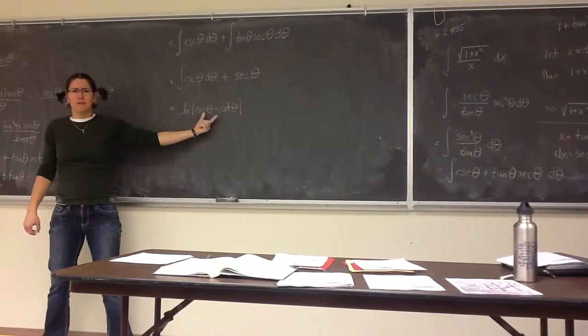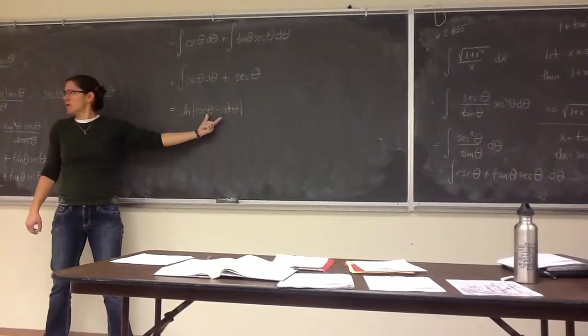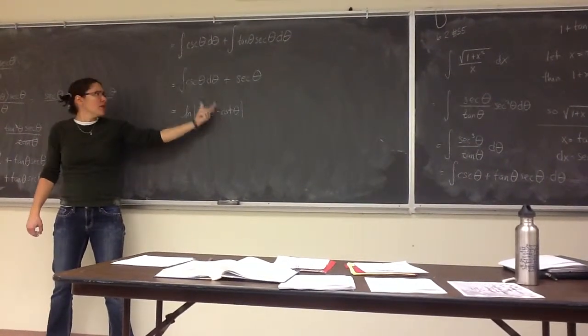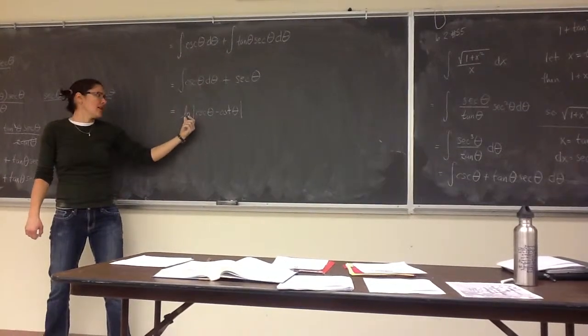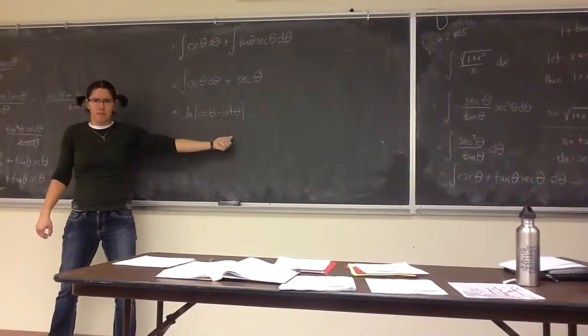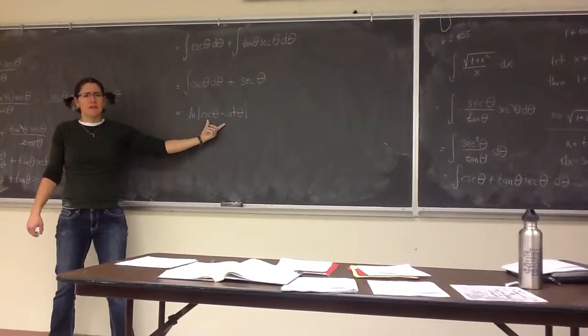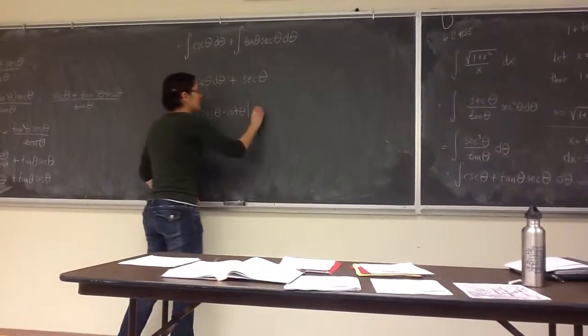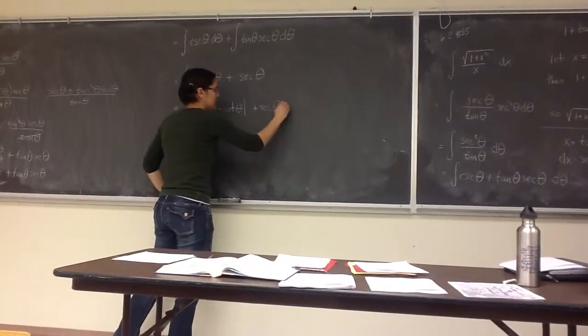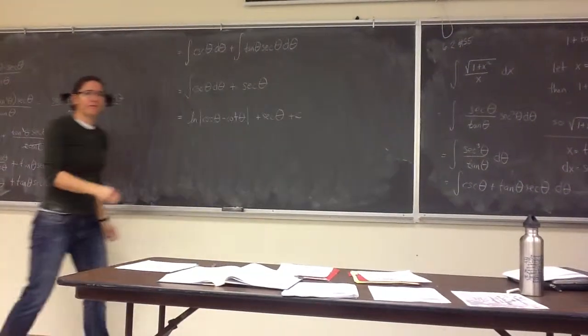This is pretty similar to the one we had with secant, in terms of the antiderivative of secant, which gave us ln of secant theta plus tangent theta. So this one's really similar. Let's go ahead and go with this one. So we've got that plus secant theta plus c.